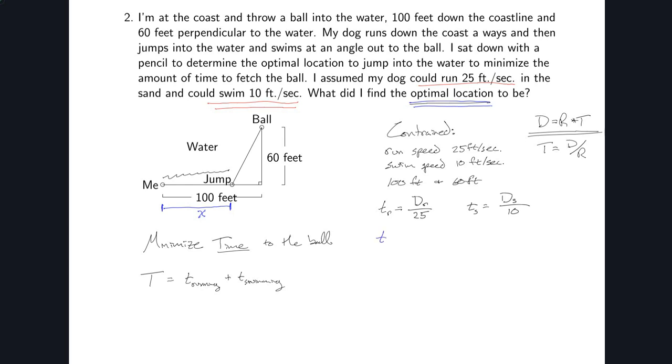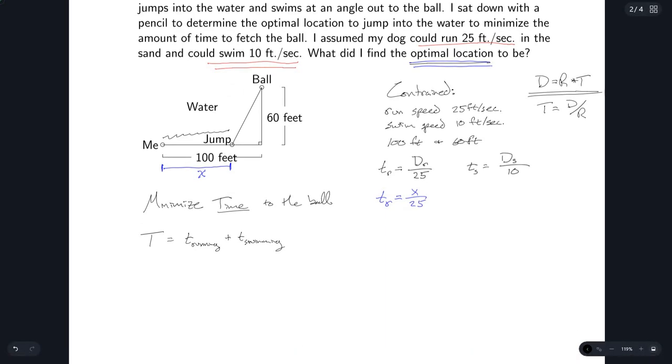So our time running is going to be x over 25, and we'll plug that in just to get it out of the way here. But then our swimming distance is here. Let's call this y. I could say y over 10, but we don't want to have two different variables. We want to see how do x and y relate.